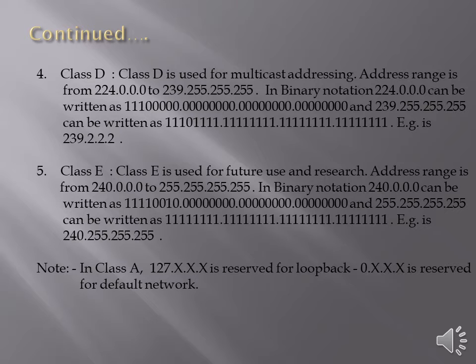127.x.x.x is reserved for loopback. 0.x.x.x is reserved for default network. 255.255.255.255 is the broadcast IP address.